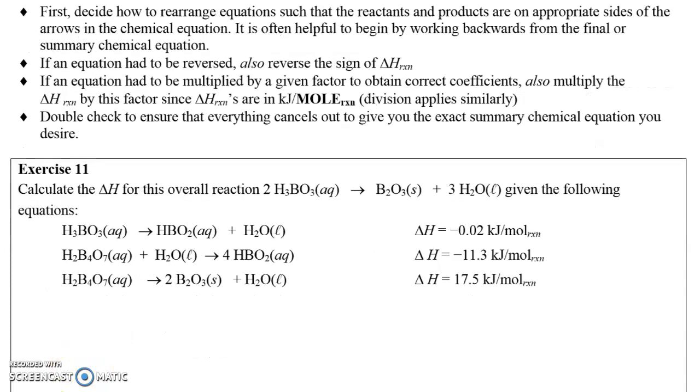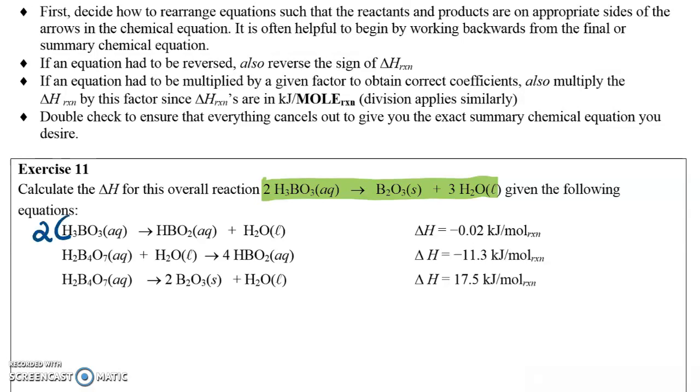All right, in exercise 11, what we need to do first is figure out how we are going to get to this overall balanced equation using these elementary steps. The main thing here is that we want to make sure that we have our reactants and our products on the correct side of the reaction. So first of all, I'm going to look at this first step, and we have H3BO3, which is our reactant, but notice we have 2 moles of that in the overall reaction.